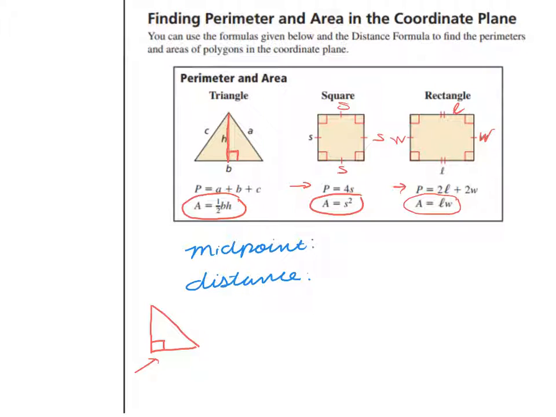Do you have any questions on those 3 formulas? Triangle, perimeter and area, square, perimeter and area, and rectangle, perimeter and area. Midpoint yesterday we talked about. That's just finding the average, midpoint, middle, average. That's just taking your x coordinates, x1 and x2, adding them and dividing it by 2. And your y coordinates, y1 and y2, adding it and dividing by 2.